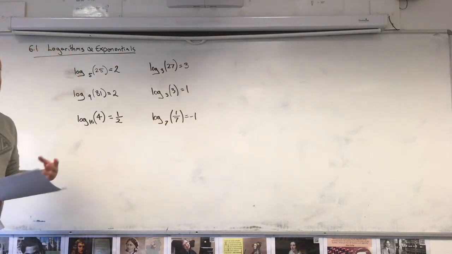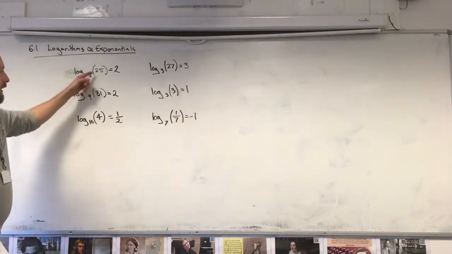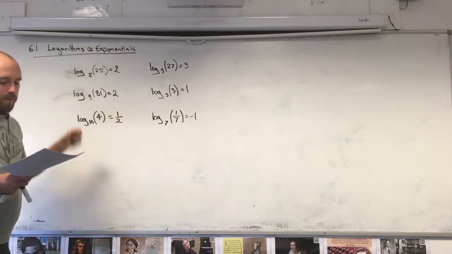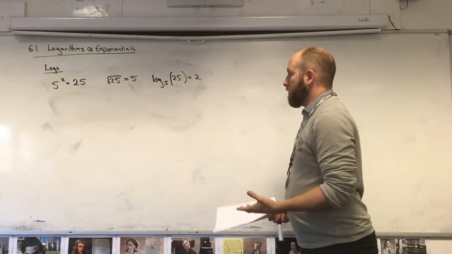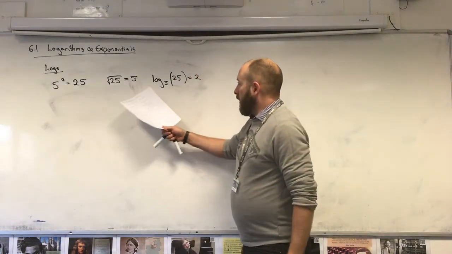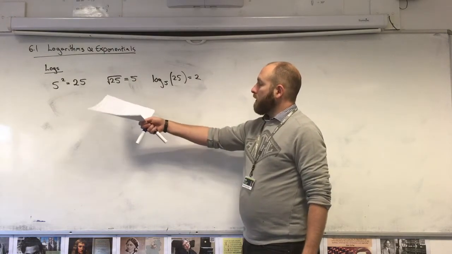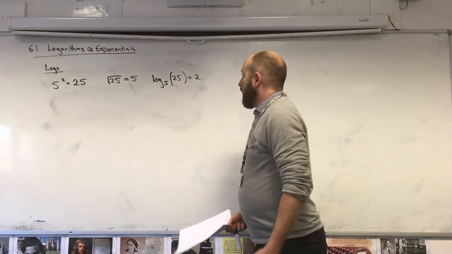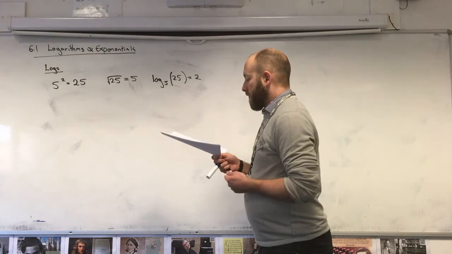So logs are kind of like the third way. We've got square rooting, we've got squaring, and we've also got logging, to get the other way of rearranging the equation. So there are 3 ways of presenting this information. 5 squared is 25, the root of 25 is 5, and log to the base 5 of 25 is 2. Each of these has a 5, a 25, and a 2, so 3 different ways of having subjects in this equation.